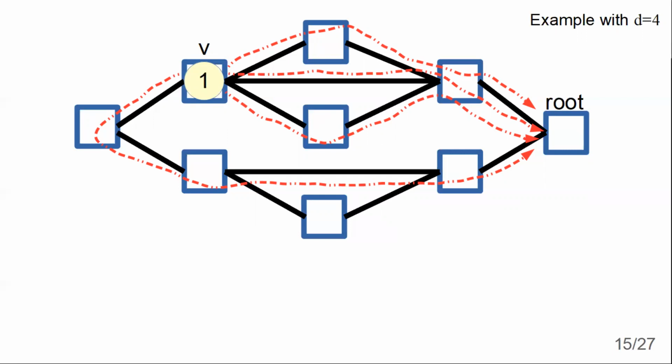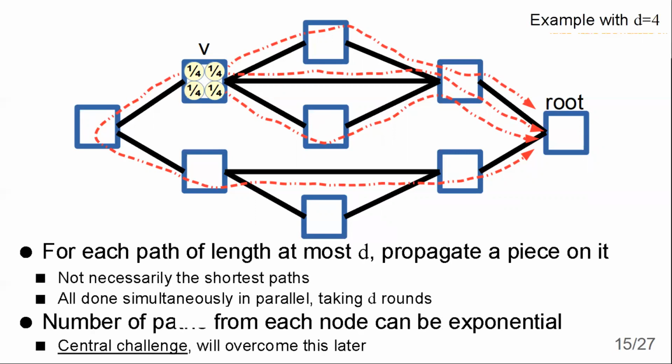In our simple example here, d is 4. So we consider all paths of length at most 4. There are 4 such paths from node v to node root. Note that some of the paths actually need to go to the opposite direction first before going towards the root. Now, node v will look at the set and split its value of 1 into 4 equal pieces, 1 for each path. All these pieces will then propagate along their respective paths, all in parallel, and taking O(d) rounds. In our example, each piece corresponds to a value of 1 over 4, since there are 4 paths.